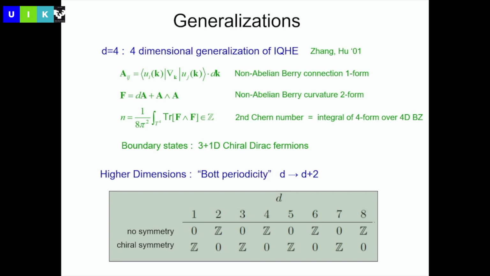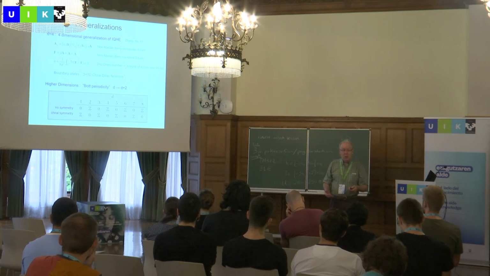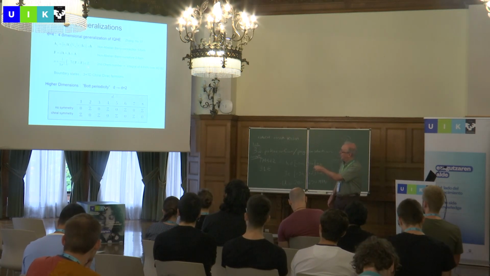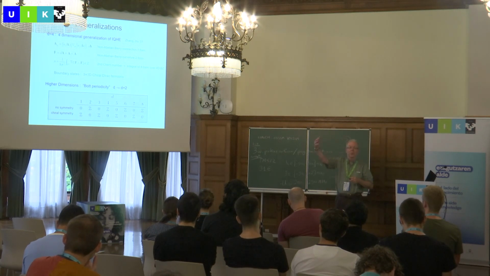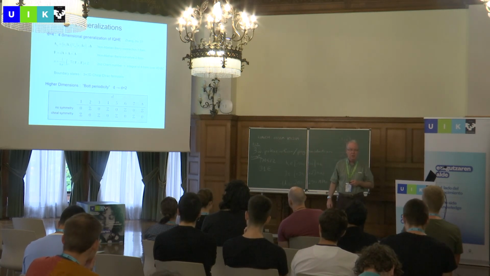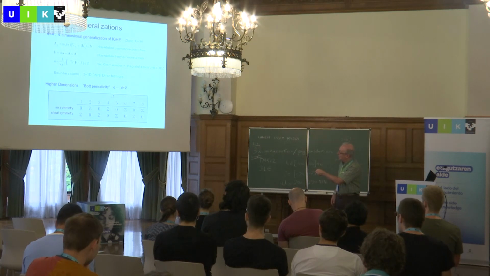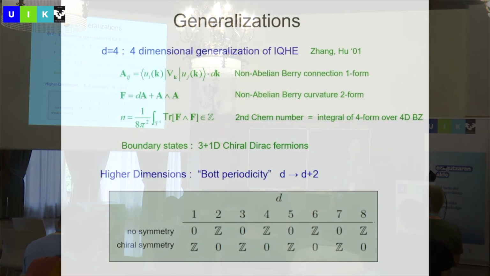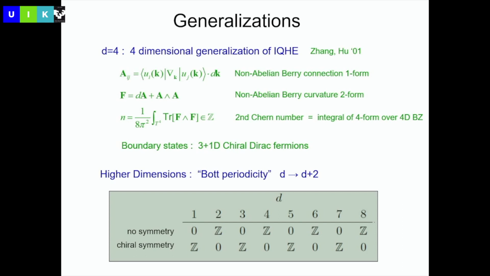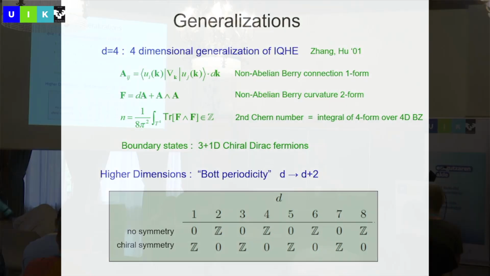So in 4 dimensions, one can define the second Chern number, which is sort of the integral of f wedge f. So f wedge f is a 4-form that you can integrate over a 4-dimensional Brillouin zone. It's the same sort of deal, and this second Chern number is going to be an integer, and that defines a kind of 4-dimensional Chern insulator. And in 4 dimensions, of course, there's a 3-dimensional boundary, and so the boundary of the 4-dimensional Chern insulator is a 3-dimensional chiral fermion.